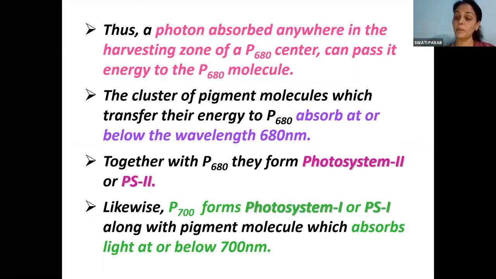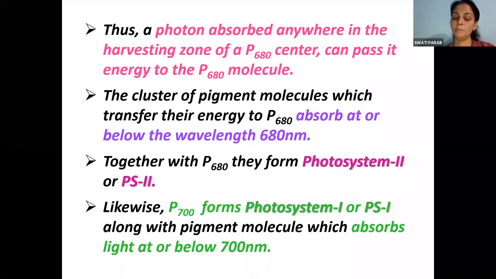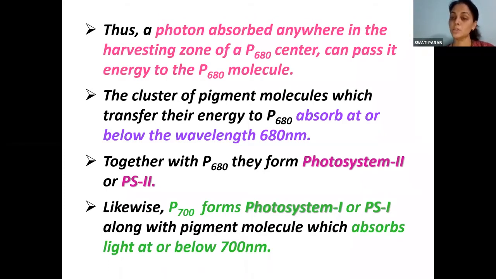Write down this as point number 4. Molecular oxygen is not evolved in this system, whereas in PS2, molecular oxygen is released. In PS1, it is not released or evolved.